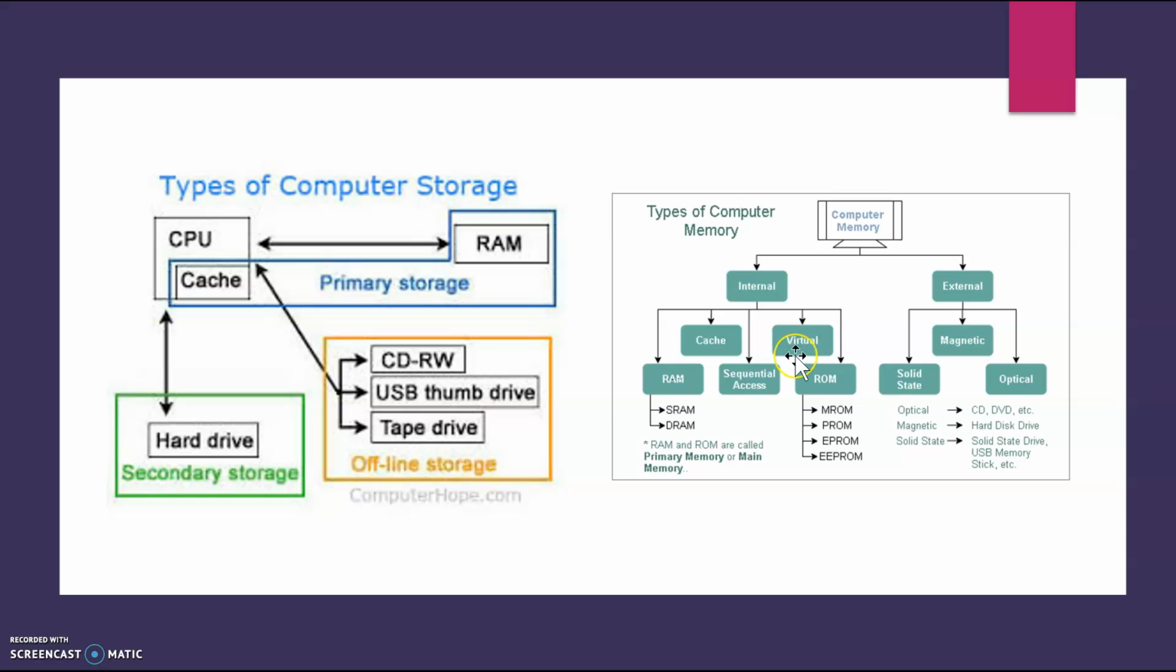The right side is the exact same thing. It's just a different schematic of organizing it. So we have internal data, which is the blue and green boxes, which is the cache, virtual, random access memory, sequential access, and read-only memory. And then we have the external, which is this orange box, which is magnetic, solid state, and optical. So things you can insert into the computer, add onto the computer. Some examples are down here in the corner.